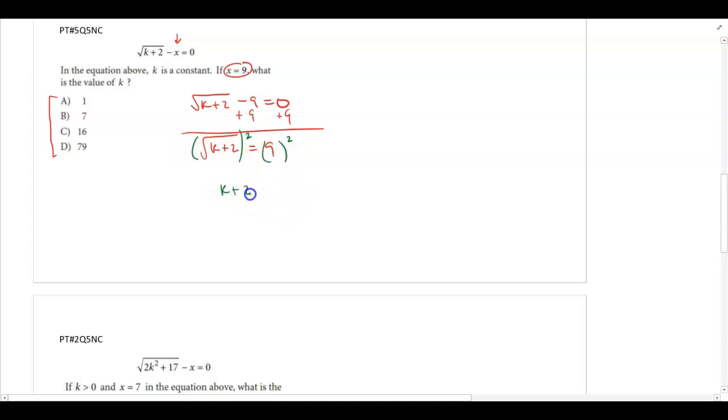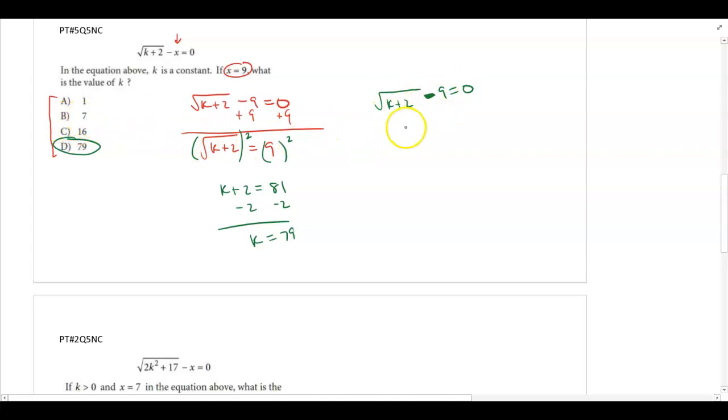And I get k plus 2 is equal to 81. Now subtract 2, and k would equal 79, which is letter D. Is there anything wrong with plugging it back in? No. The square root of k plus 2 minus 9 equals 0. So now, if I plug these values in, 1 plus 2 is 3. The square root of 3 doesn't come out even, so I know that's not going to work.